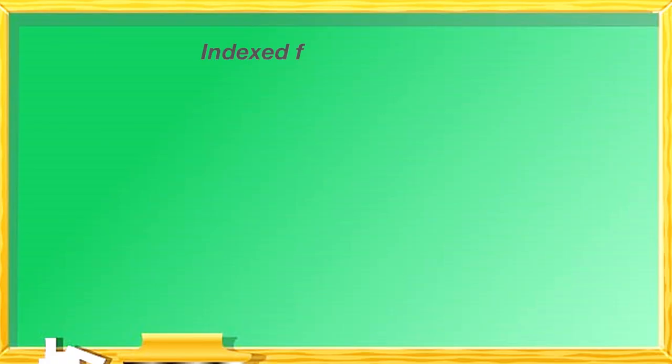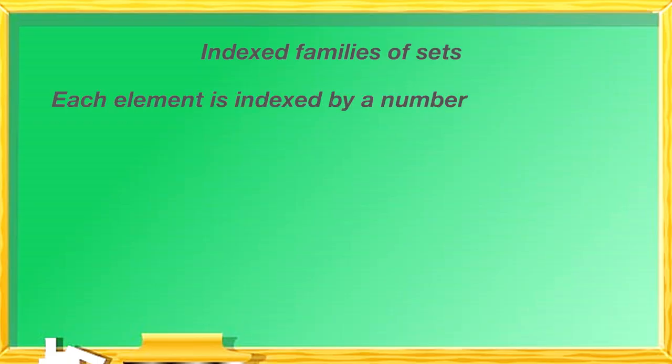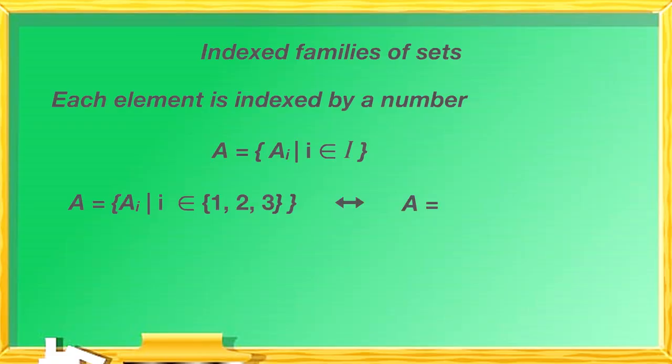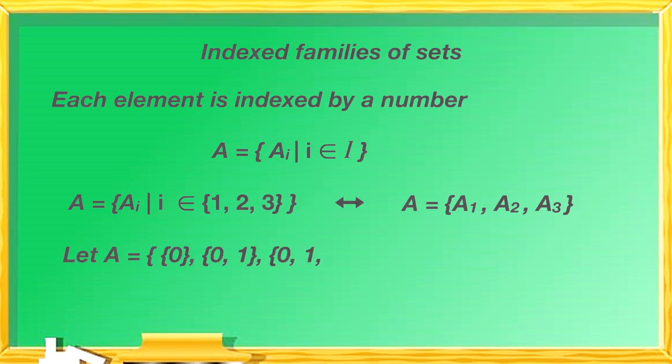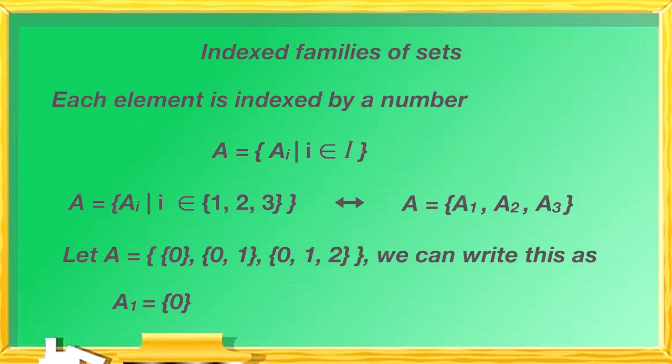We also have what are called indexed families of sets. Essentially, each element, which is a set itself, is indexed by a number and usually written as a subscript. So A being an A sub I family for I in the set 1, 2, 3, is saying that A contains 3 sets, A1, A2, and A3. And in some cases, it might be easier to read if we package things up like this. If A is a set containing the set {0}, the set {0, 1}, and the set {0, 1, 2}, we can write this as A1, A2, and A3, where A1 is a set containing 0, A2 is a set containing 0 and 1, and A3 is a set containing 0, 1, and 2.